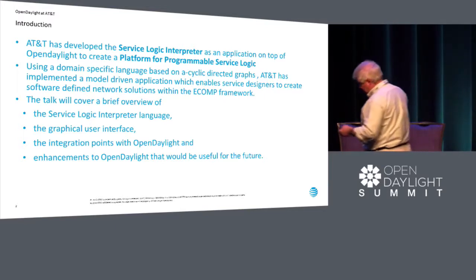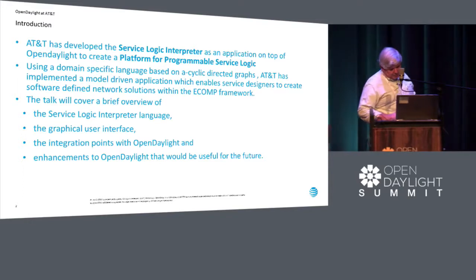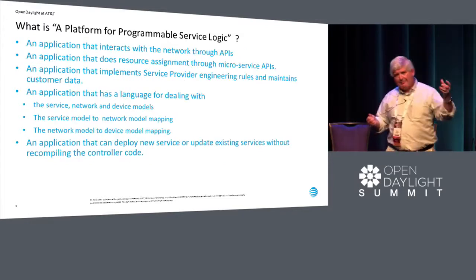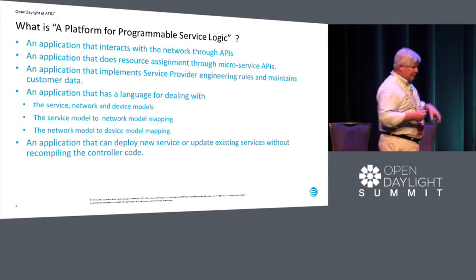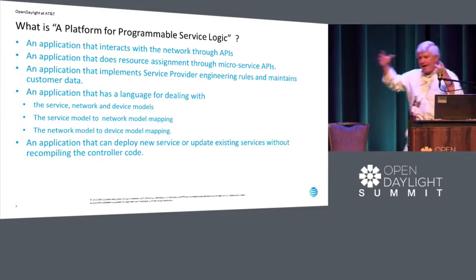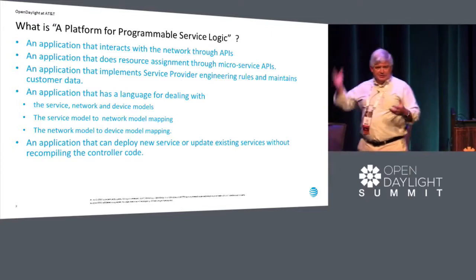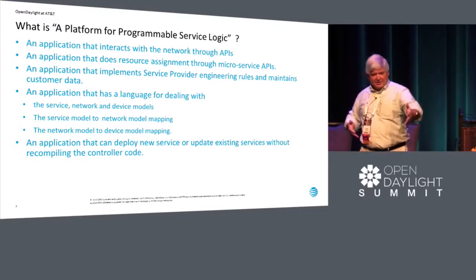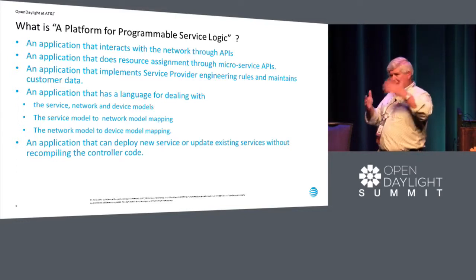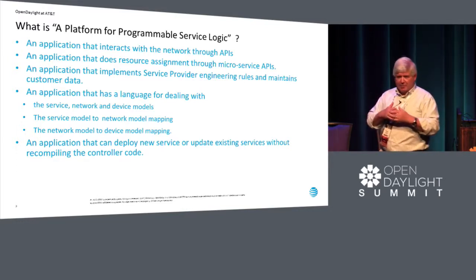And then, like I said, some of the enhancements that we would like to see in OpenDaylight as we go along. They are that glue that lets you map from service to network, from network to device, okay? We also want to do all that without having to recompile code. Services change, network engineering policies change, the mapping from service to network can change over time. We want to do that without having to recompile code.